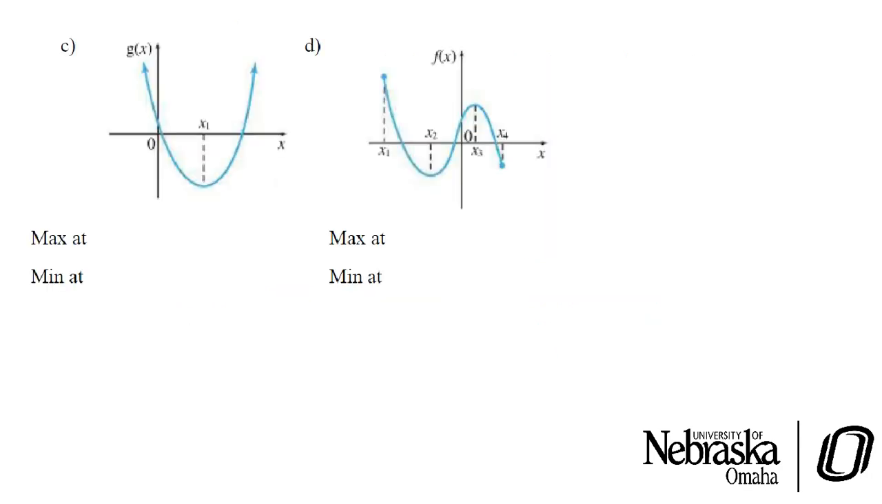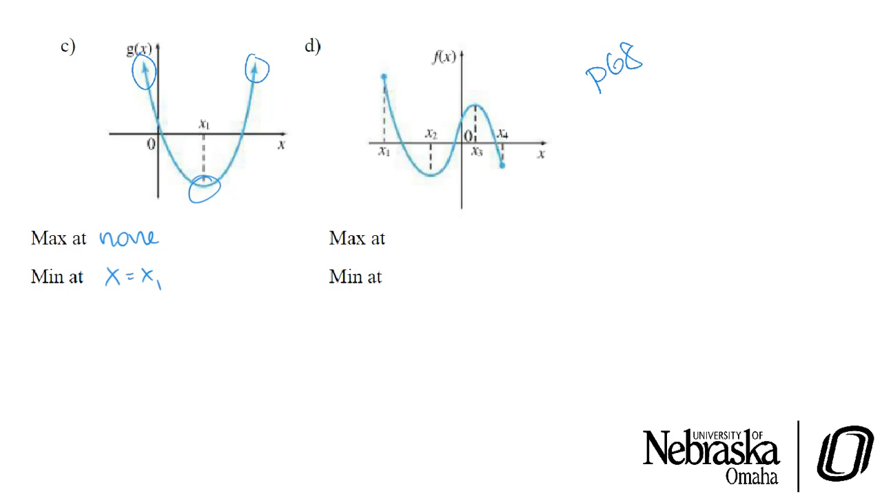A couple more examples on the next page of your notes, page 68. Looking at part C, these are both going up to positive infinity, so there's no absolute maximum. However, we do have an absolute minimum, where we're not going any lower than this lowest point of the parabola. So we would have a minimum at x equals x sub 1, whatever x value that is.